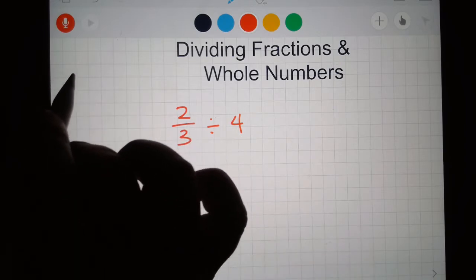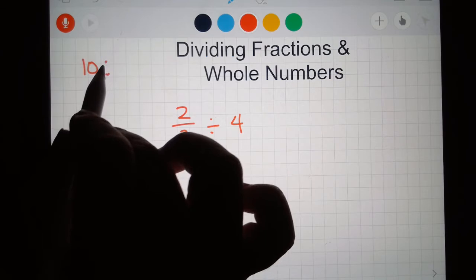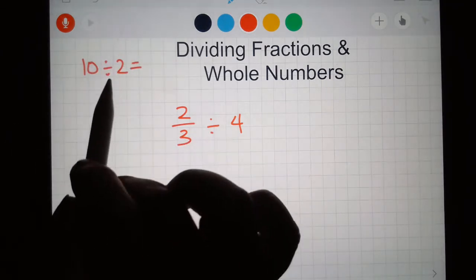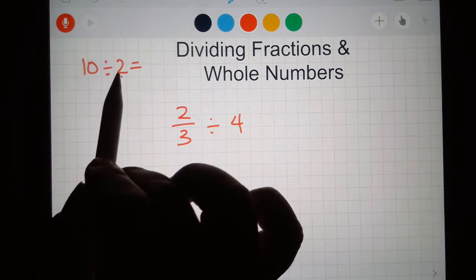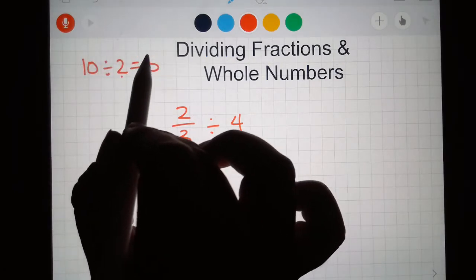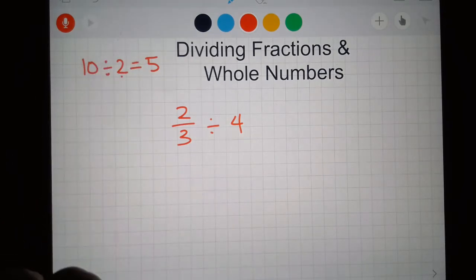So just like if I have 10 divided by 2, I can think of this as a multiplication problem. I can think, 2 times what will give me 10? I know that it's 2 times 5, right? So that's how we use multiplication to solve a division problem.